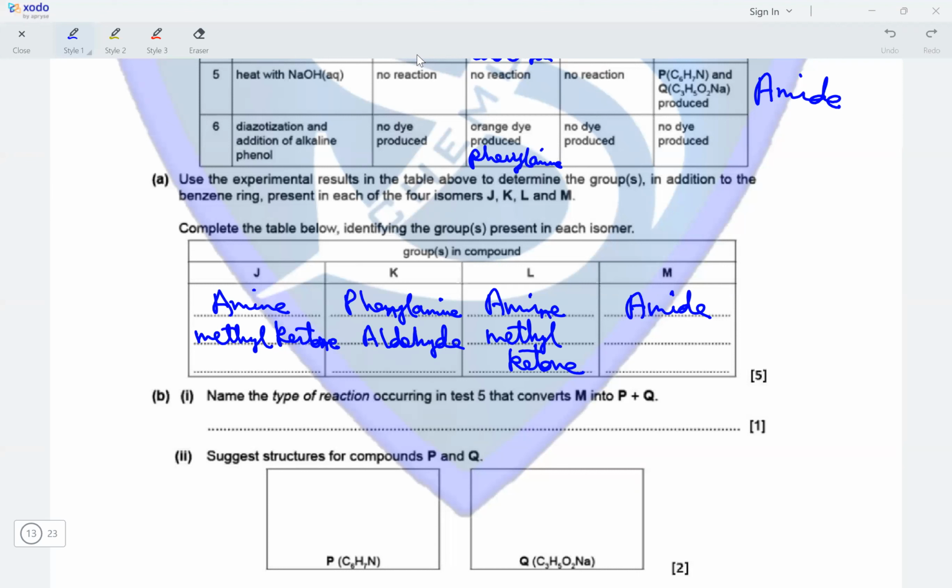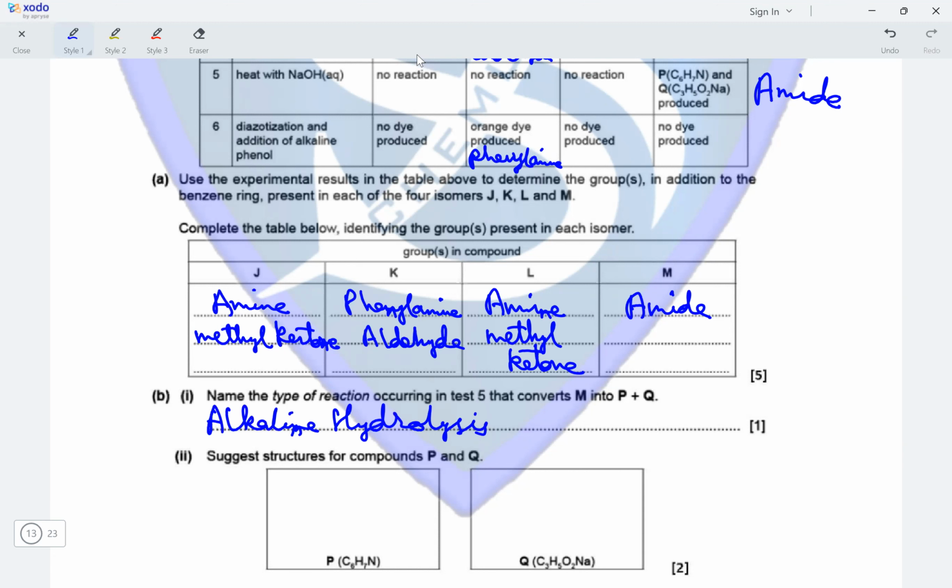Name the type of reaction occurring in test 5 that converts M into P plus Q. So this is alkaline hydrolysis. Suggest structures for compound P and Q.